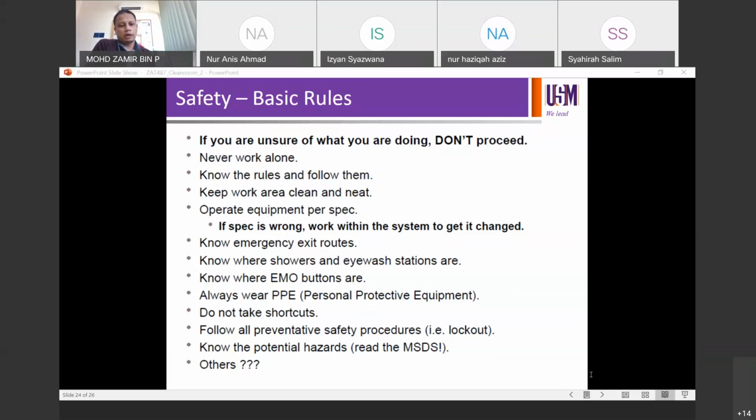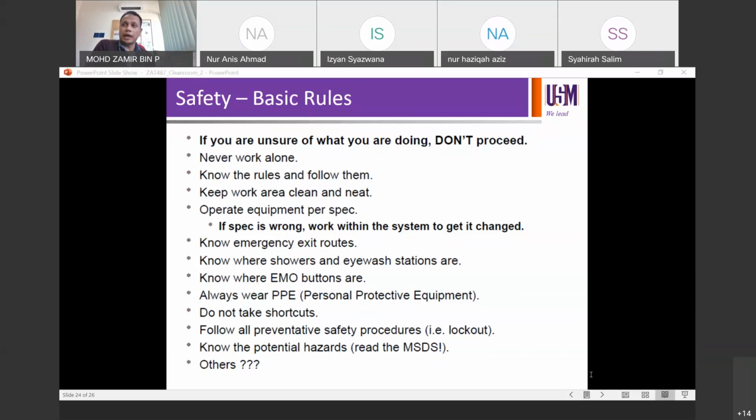Okay, always wear PPE or personal protective equipment, bunny suit and everything. Wear it correctly. Do not take shortcuts. If you're not sure, ask. If you're not sure, don't proceed. Get help. Do not take shortcuts. Like, maybe this is okay, can do like this? No, it's not acceptable in the fab.